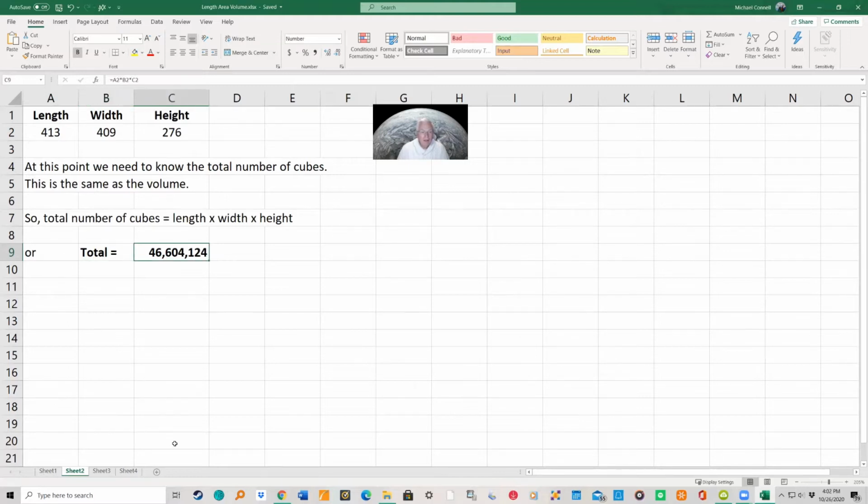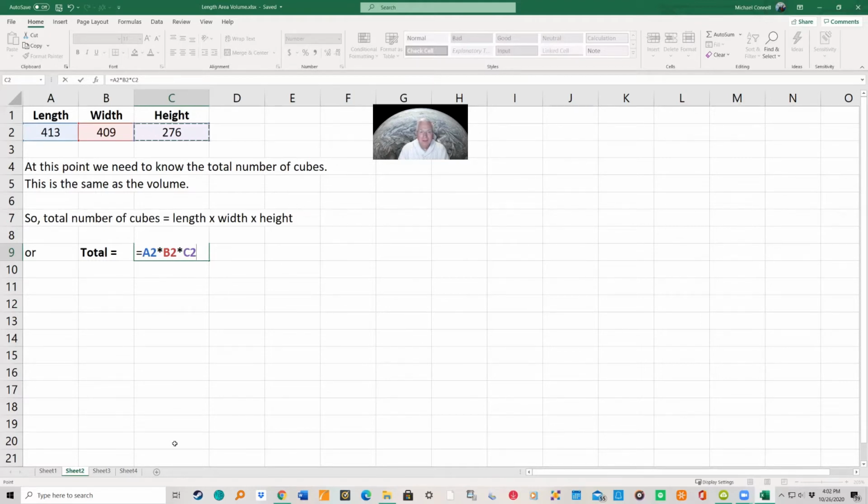So let's take our total, and I'm going to hit the equal sign. That tells me that I want to do something. And what do I want to do? Well, I want to select the length and multiply it by the width and multiply that by the height. And the only thing that has to be taught at this point is that the asterisk, or shift 8, is how you tell a computer to multiply.